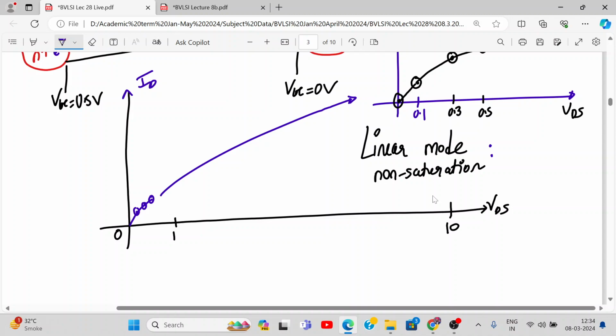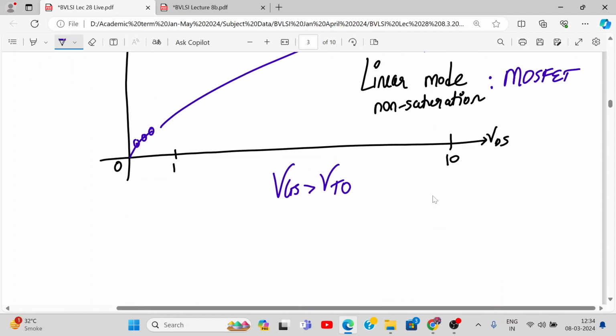So what is the condition for this linear mode of operation? So the MOSFET is in linear mode of operation. Let's write the condition. The first condition is VGS should be greater than VTO. Agree? What is the second condition? VDS should be less than VGS minus VTO. Agree or no?